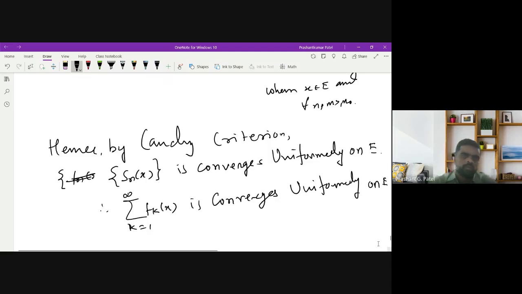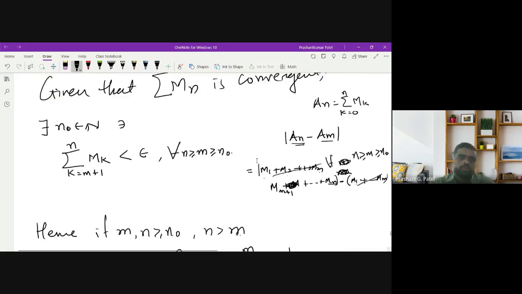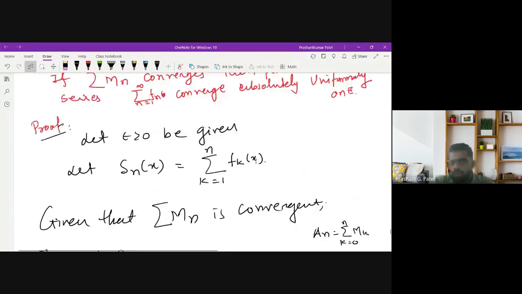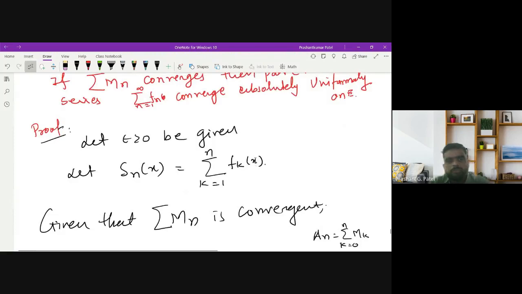Okay, and we will solve certain examples on this Weierstrass M-test, to check whether the given series is uniformly convergent or not, in the next lecture. If you have any question, you can ask.